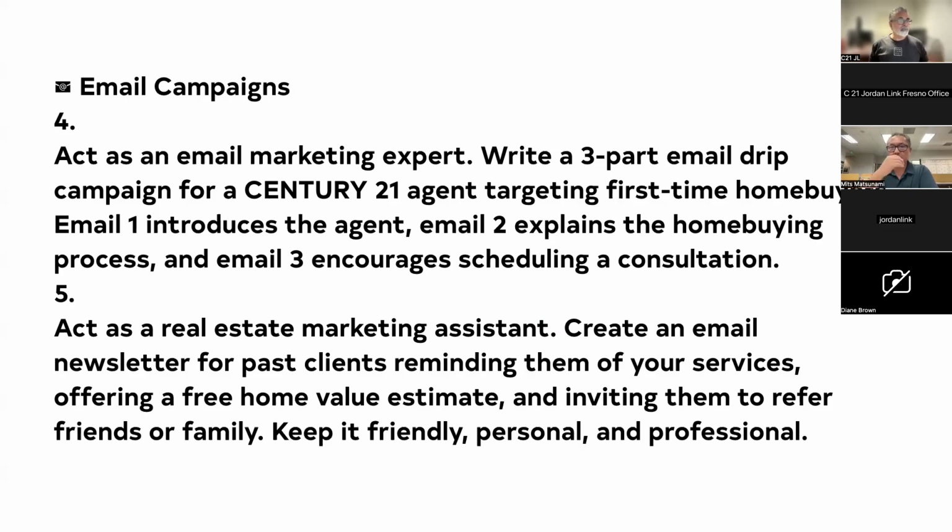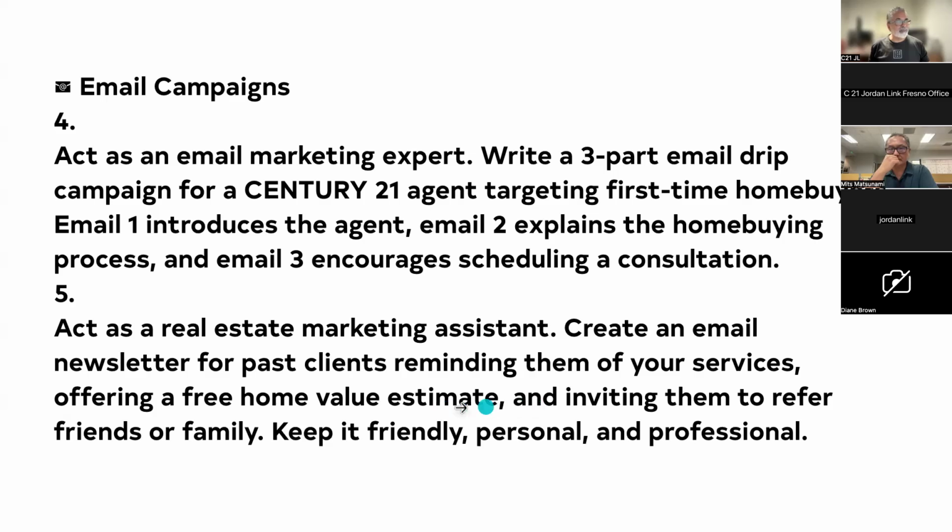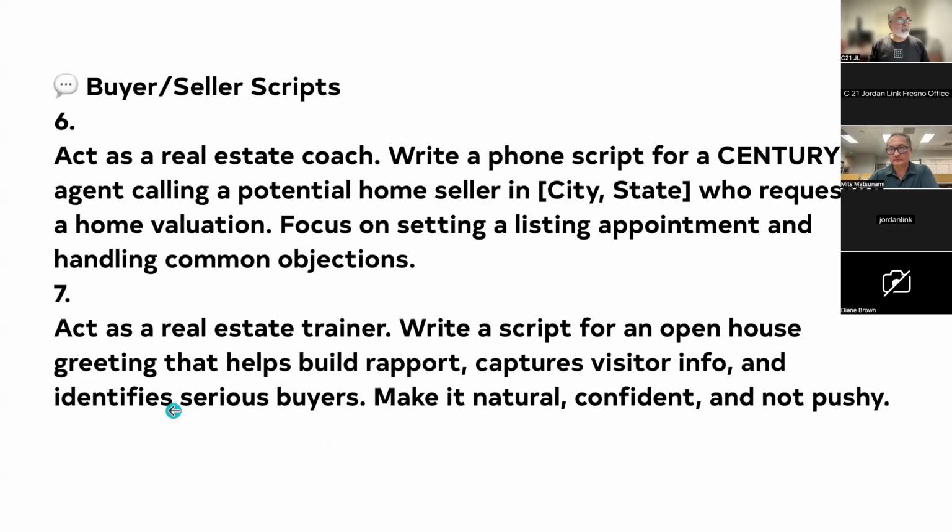And also, look what it says: offering a free home eval, and inviting them to refer. It already spit it out. I didn't ask it to write that. So AI already knows how important it is for you to invite friends and family to refer. Think about that. AI knows that, and I can't even get my agents to do the ask for a referral. So it's pretty powerful.